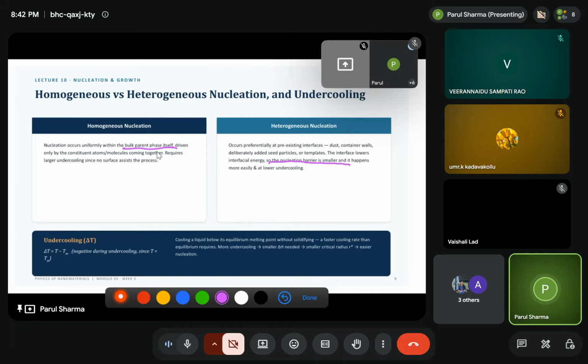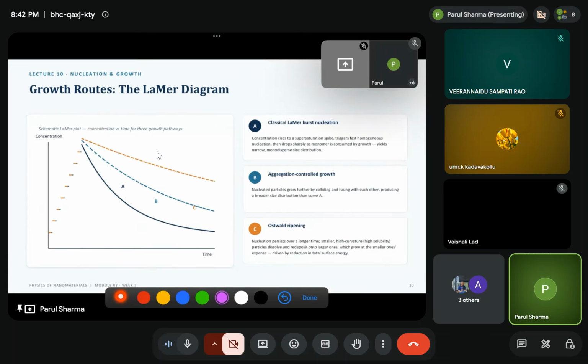So, what is undercooling? Cooling a liquid below its equilibrium melting point without solidifying, so a faster cooling rate than equilibrium requires. So, more undercooling, smaller Δh needed, smaller critical radius, and easier nucleation. Next are the growth routes, the LaMer diagram. You can see A, B, and C. So, what are A, B, and C?